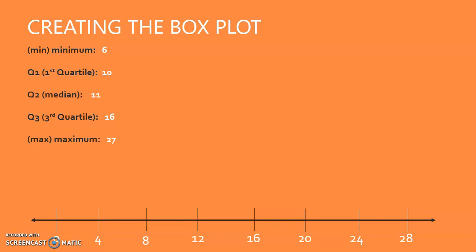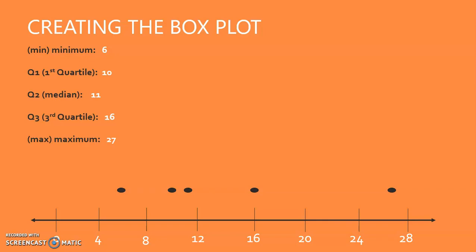So now that we have all of our numbers, our 5-number summary, we're going to go ahead and create a box plot with this information. So the first thing is we have a number line. And we're going to take each digit that we have for our minimum, our Q1, Q2, Q3, and maximum, and we're going to plot those points on our number line. So that's 6. Here's 10. Here's 11. Here's 16. And here's 27. So our 5-number summary is pretty much all it is, our data set for those 5 different things, and we're plotting them on our number line.